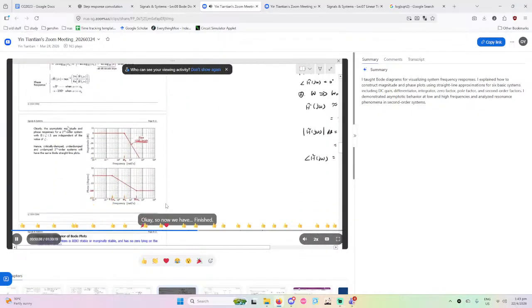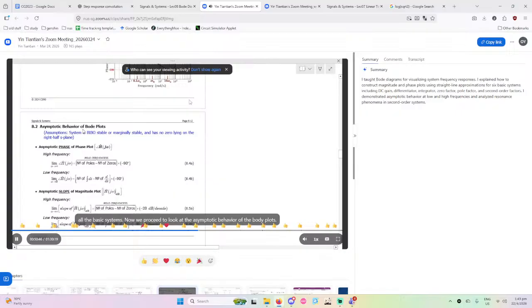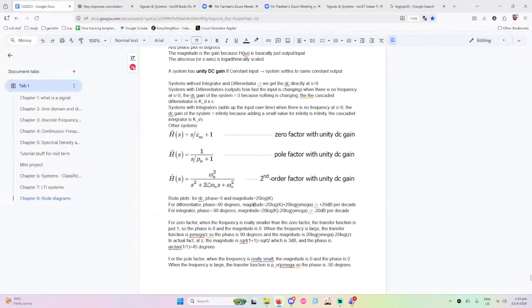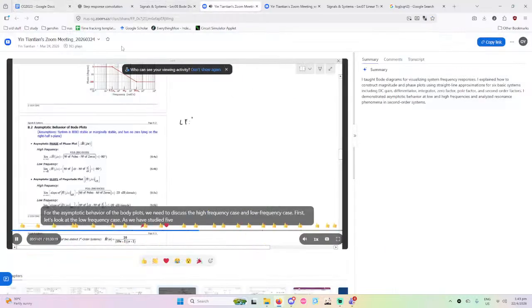Okay. So now we have finished all the basic systems. Now we proceed to look at the asymptotic behavior of the Bode plots. For the asymptotic behavior of the Bode plots, we need to discuss the high frequency case and the low frequency case. First, let's look at the low frequency case.